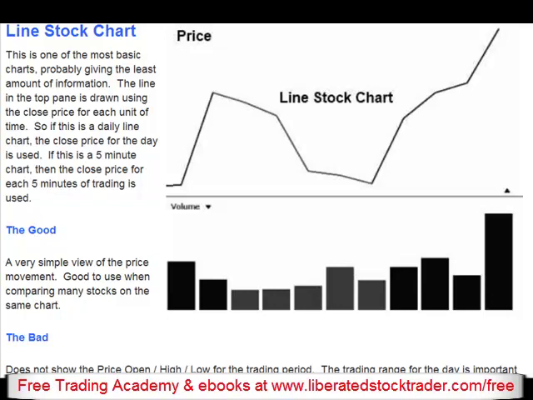The good. It's a very simple view of the price movement. Good to use when comparing many stocks on the same chart, for example. The bad. It does not show price open, high and low for the trading period. The trading range for the day is important in price-based decision making.